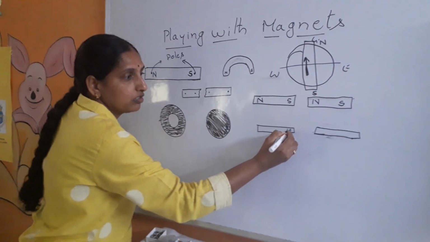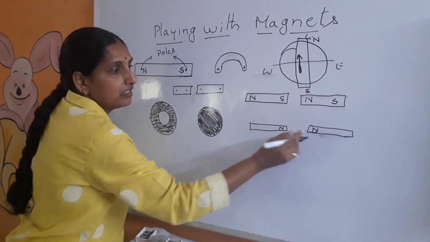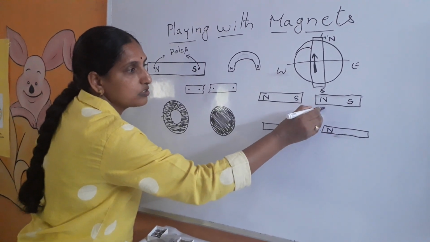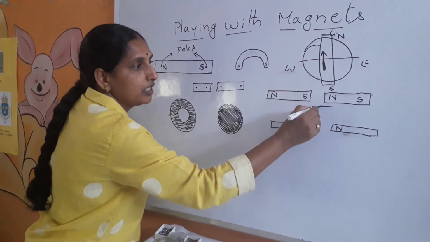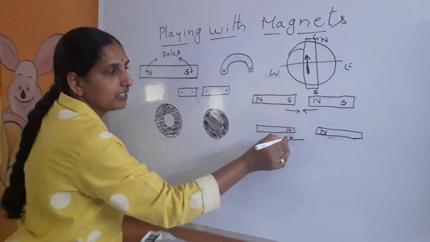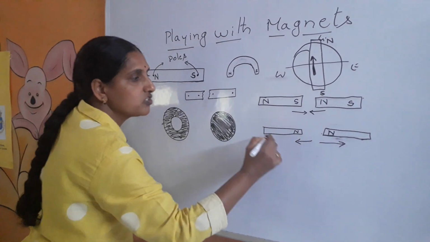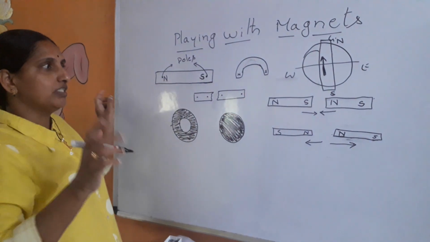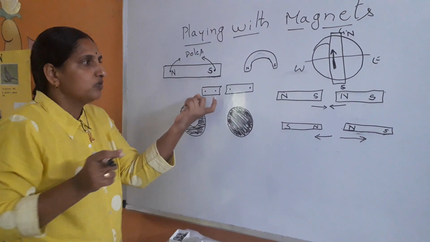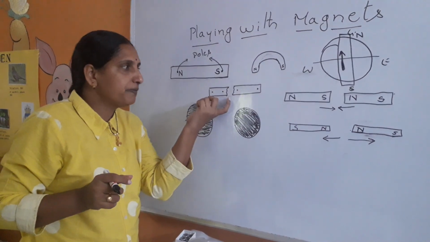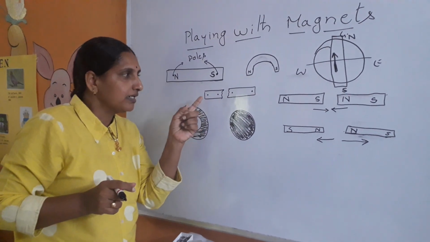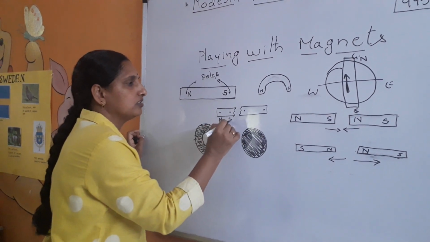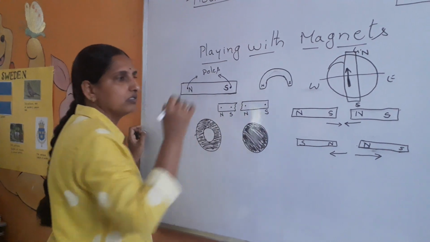Suppose I take both norths on one side, they are moving away. Here they are trying to come closer to each other. Here they are trying to move away from each other. And how many poles does every magnet have? Two poles. Even if you break the magnet, each piece is again a magnet, and every magnet has two poles. So north, south, north, south.